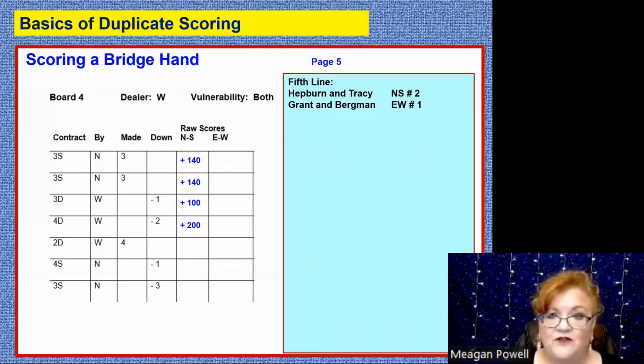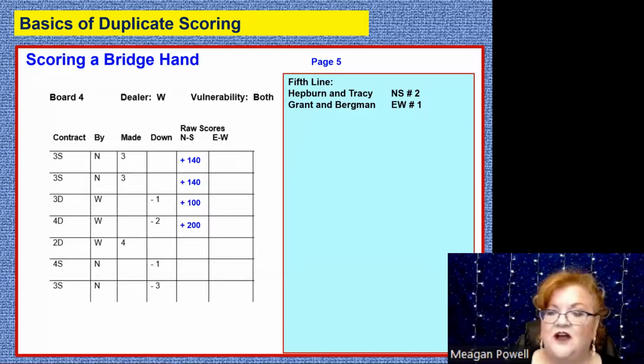Hepburn and Tracy are North-South 2. They're playing against Cary Grant and Ingrid Bergman, East-West 1. Now on this one, I don't know what went wrong here. North and South didn't go very far in their spade fit, did they? I don't know why. They let East-West play in 2 diamonds. Doesn't matter. And then East and West took 10 tricks. Again, I don't know how. Maybe North and South had bad defense. I don't know. But East and West are declarer and dummy in 2 diamonds, and they made 4. That means 6 above, 4 above book, 10 tricks. They were successful in East-West.